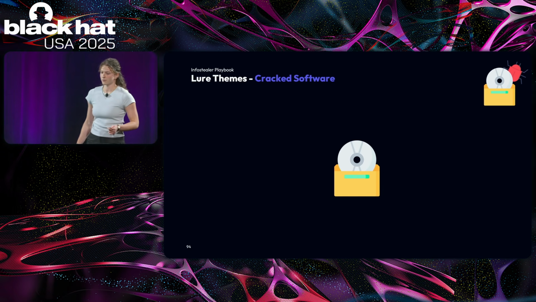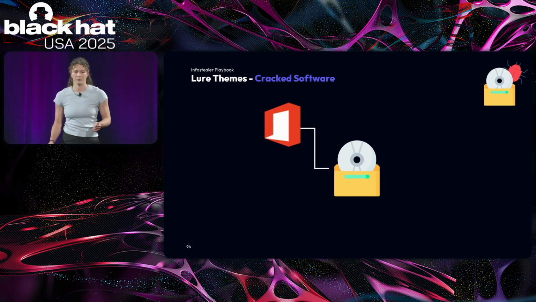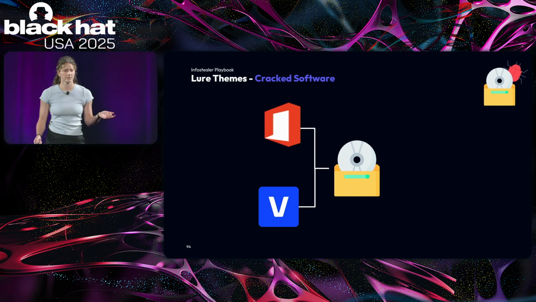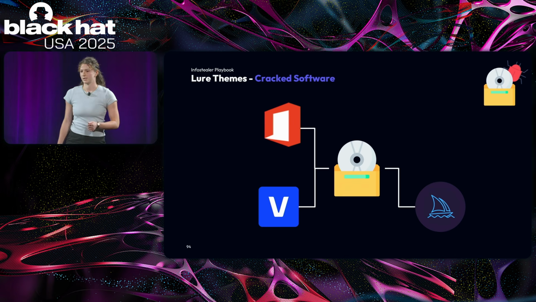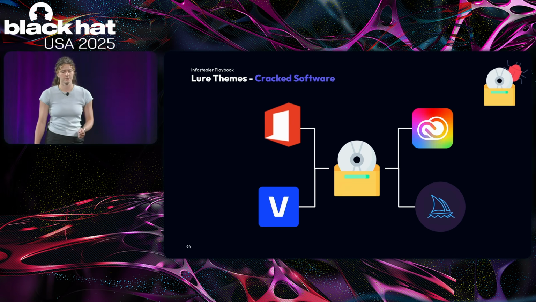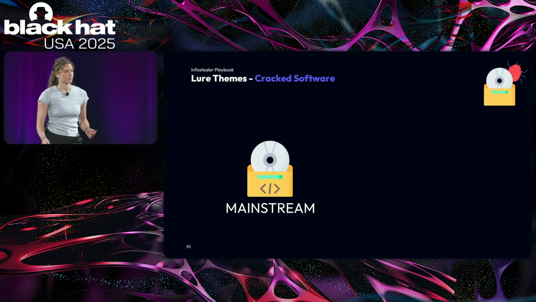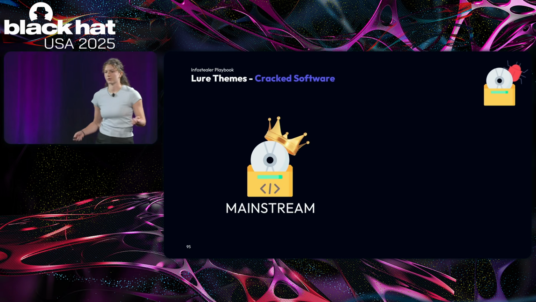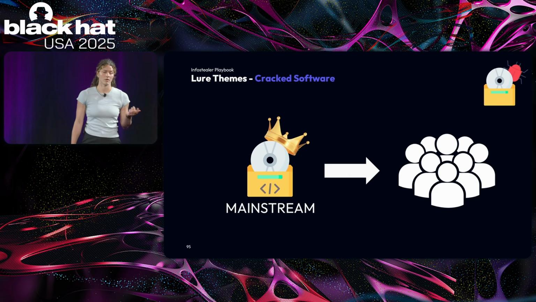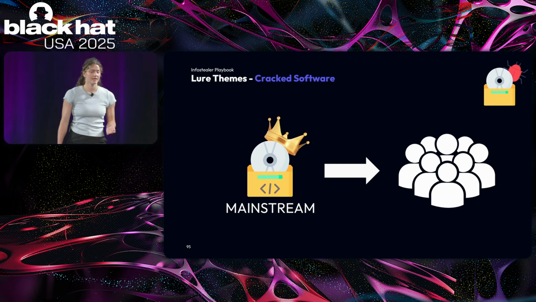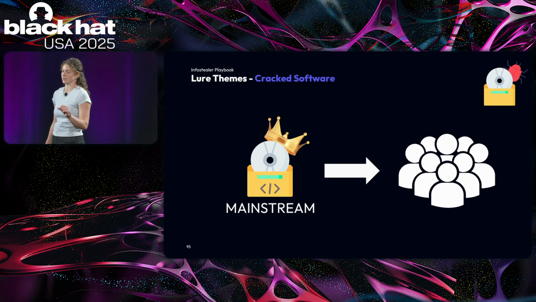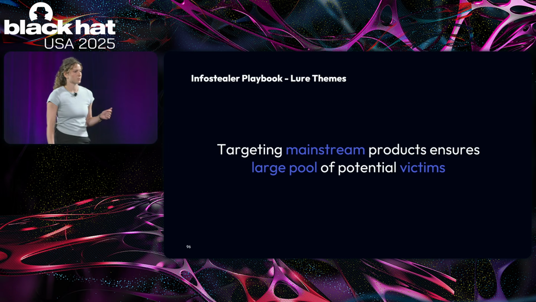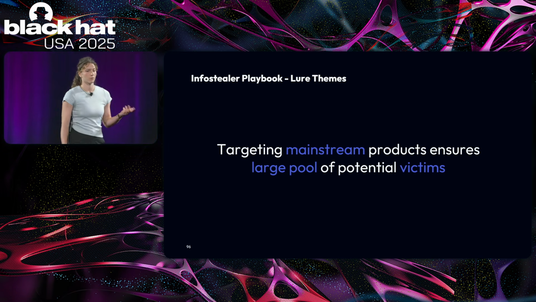The software we saw most often in screenshots were mainstream and creative ones, such as the Office Suite, Vegas Pro, Midjourney, and sometimes Filmora among those. And all of those are mainstream. Targeting a mainstream software means you have a lot of potential victims. And that's a very strategic decision here, because targeting a mainstream product ensures a large pool of potential victims worldwide.